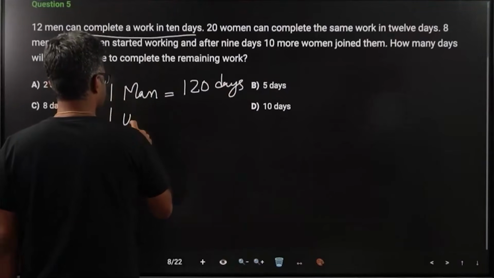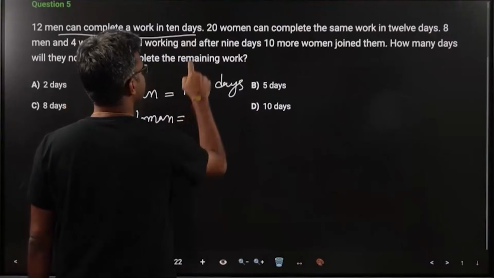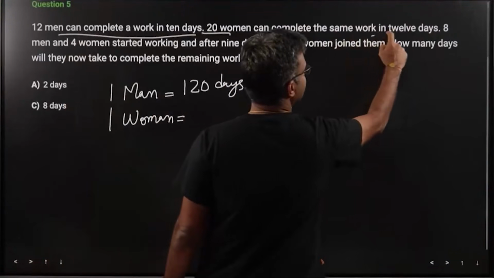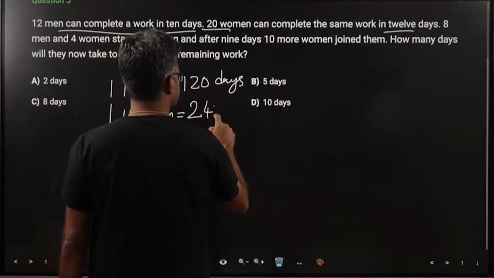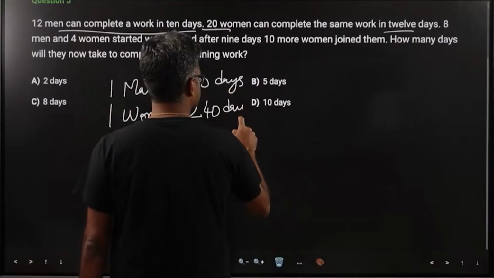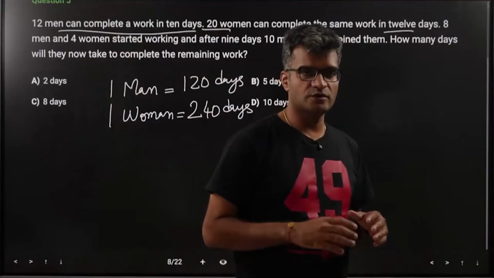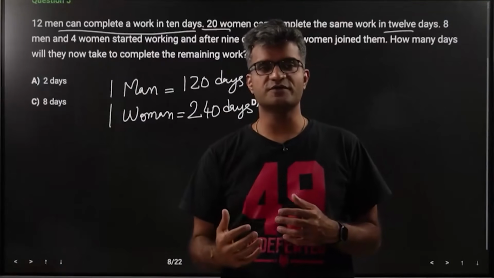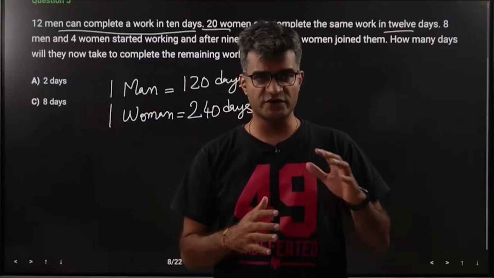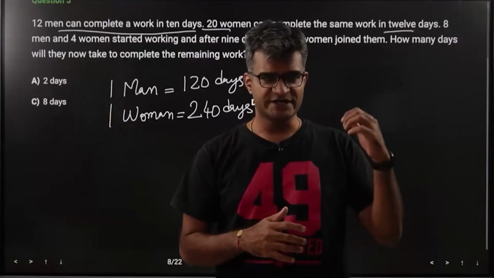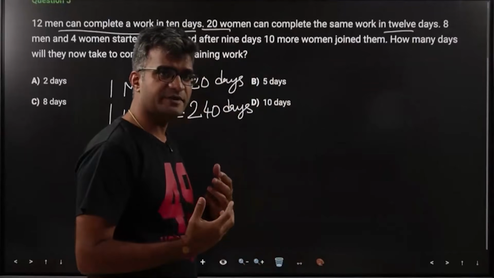Similarly, one woman can complete the work in how many days? 20 women can complete the work in 12 days. So one woman can complete the work in 240 days. Now, whenever you are given the time it takes to finish a work, that is not super useful. What is important is the efficiency with which they actually do the work, or how much work they do in 1 unit time. That is, in 1 hour or in 1 day how much do they do. That I think you can easily compare and add.